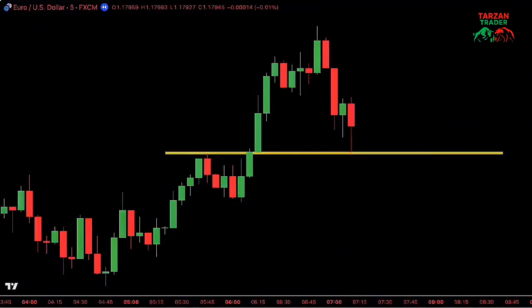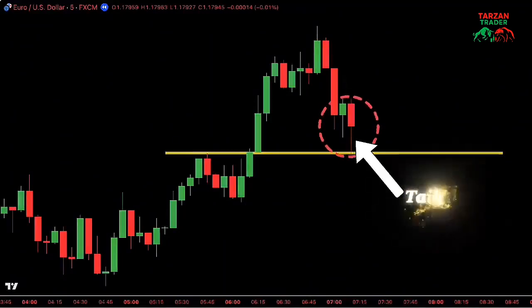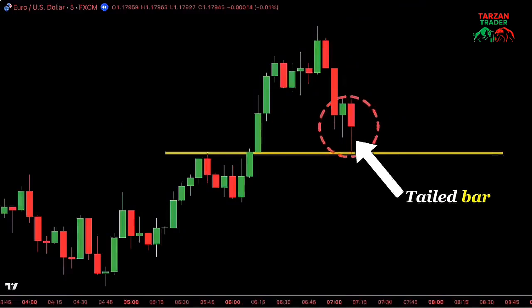As you can see, once price comes back to this level, it reacts and forms a tailed bar. This pattern shows that buyers are stepping back into the market and taking control again after the pullback. This is our signal.